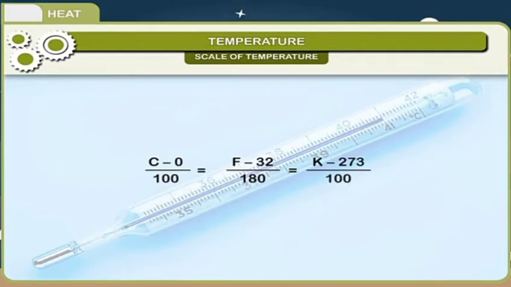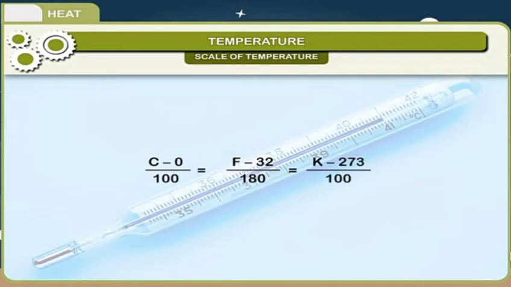We are all aware that the Celsius scale is calibrated from 0 to 100. It has 100 divisions in all. The Fahrenheit scale is calibrated from 32 to 212. It has 180 divisions in all. And talking about the Kelvin scale, that is quite similar to the Celsius scale, having 100 divisions in all.